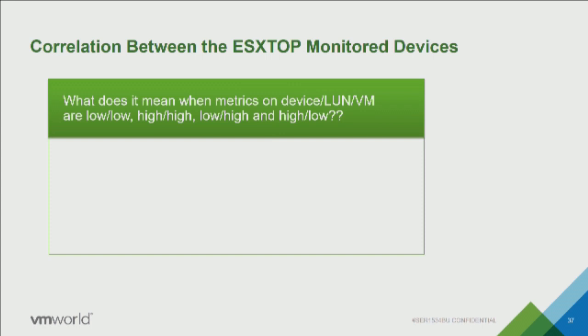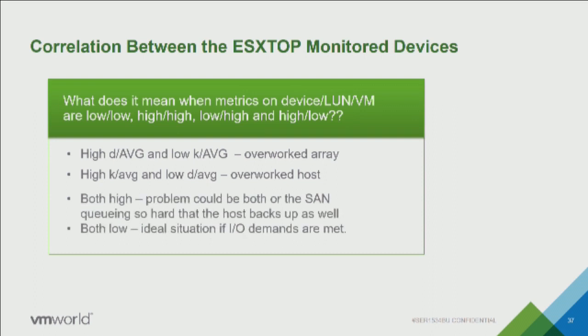So what does it mean when metrics on that device, LUN, or VM are low or high? That's also something to think about. If I have a high D average and a low K average, it's going to be an overworked array. And that makes some sense. It's going to be the array because it's that high D average.